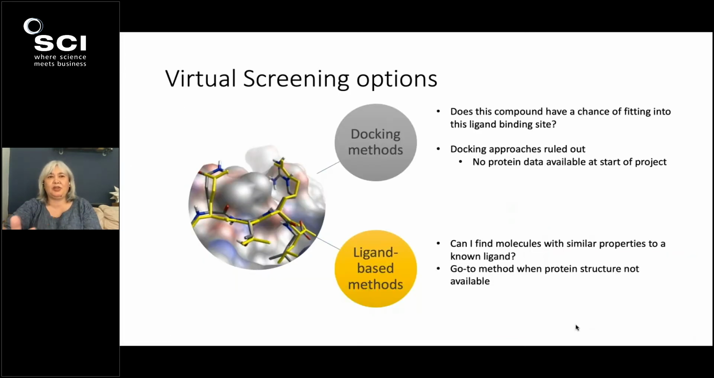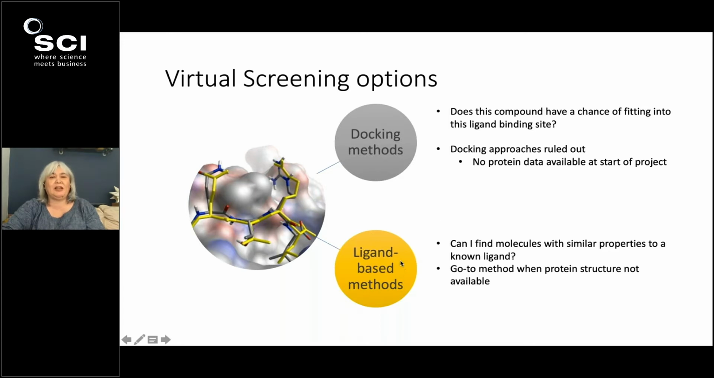In terms of virtual screening, we have two options. The first are docking methods. These are structure-based methods, by which we mean protein structure. And the question that we're asking is, does this compound have a chance of fitting into this ligand binding site? So we had to rule out docking approaches at this point because we don't have any protein data.